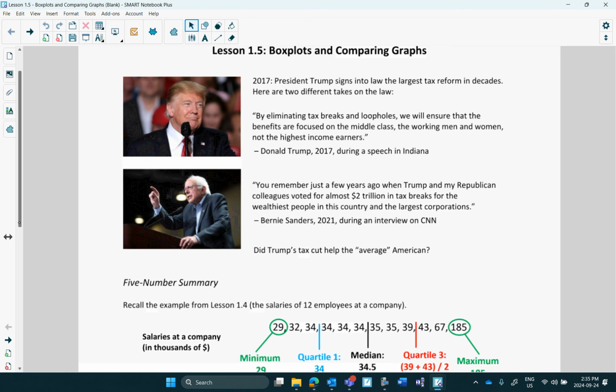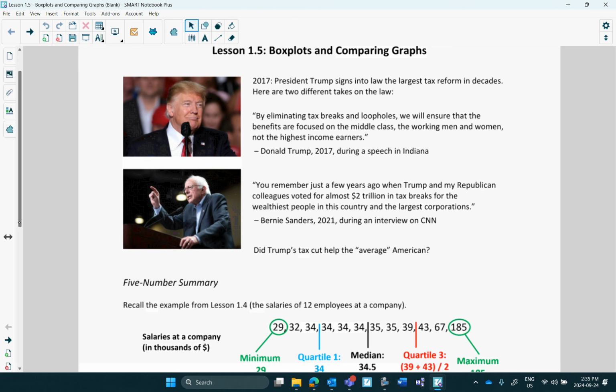So back in 2017, when Trump was president, he passed a big bill of tax cuts for Americans. What he was saying, and his party, was that these tax breaks benefited everyone. So he was saying things like, by eliminating those tax breaks, we'll ensure the benefits are focused on the middle class, the working men and women, not the high income earners.